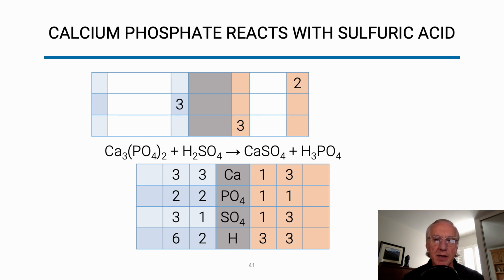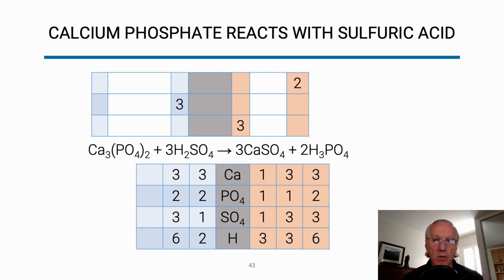So let's go ahead and try and balance the phosphates by just adding a 2 in front of the phosphoric acid. That in fact balances the phosphates and the hydrogens. So we have 3 calciums on each side, 2 phosphates on each side, 3 sulfates on each side, and 6 hydrogens on each side. We bring those coefficients down, and we have a balanced equation.